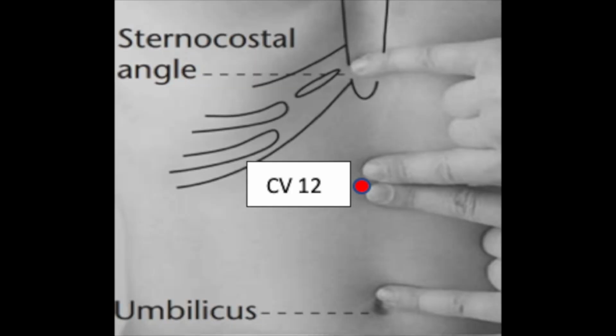CV12 or conception vessel 12 is an effective pressure point used in the treatment of heartburn and acid reflux. It is located on the midline of the body halfway between the breastbone and the belly button. Stimulating this point helps in relieving heartburn, indigestion, constipation, stomach pain, and abdominal spasms.